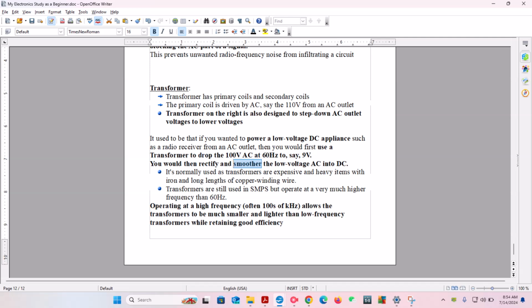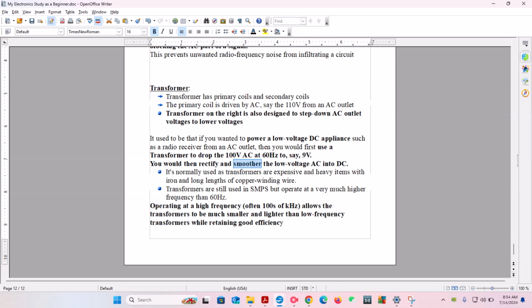Now, that's the next step. First you step down the voltage, because DC circuits can only take a certain amount of voltage anyway. So step one is you step down the voltage in the AC circuit. Basically, you plug it into the wall, it's 110 volts, and you step it down to 9 volts. That's step one. Step two is you change the AC to DC.